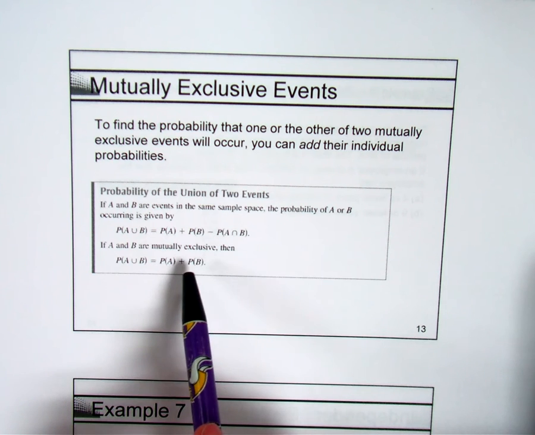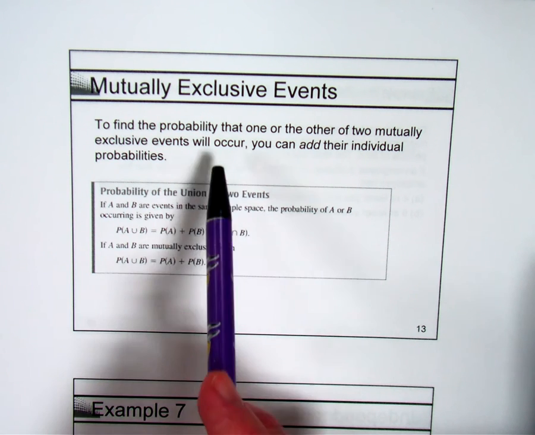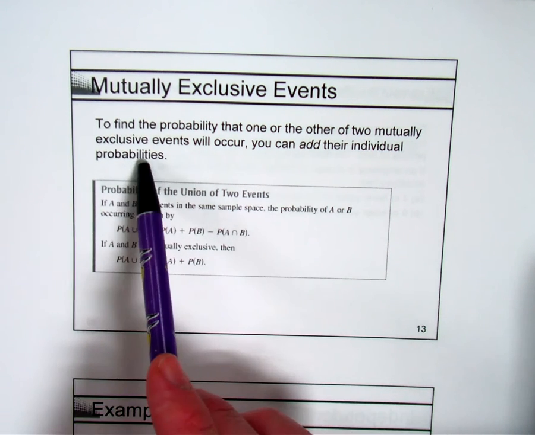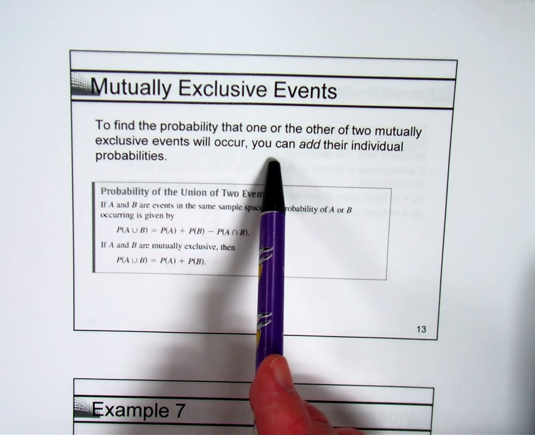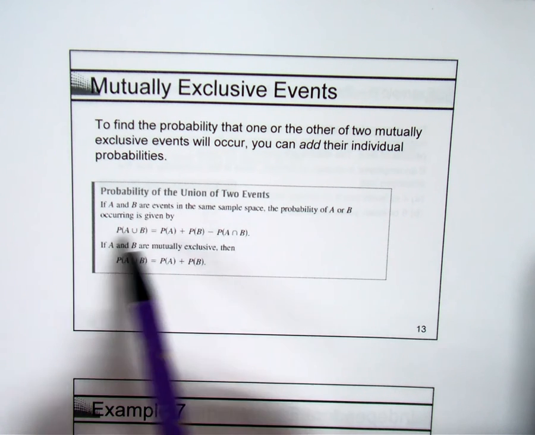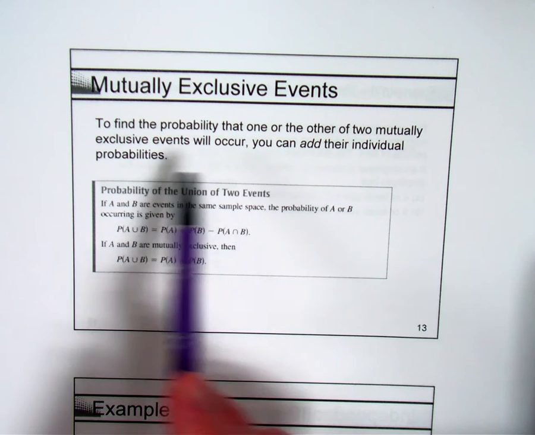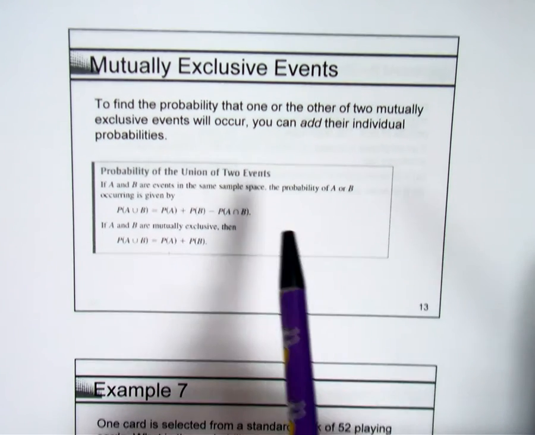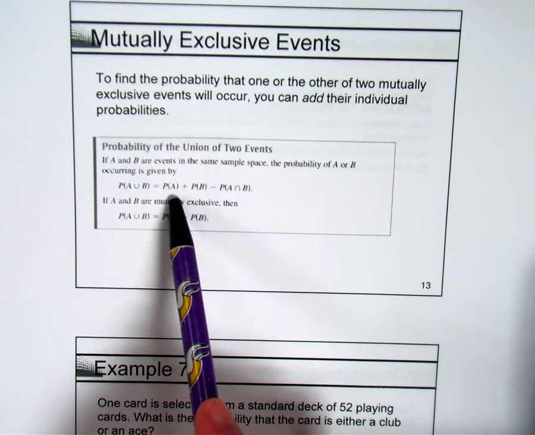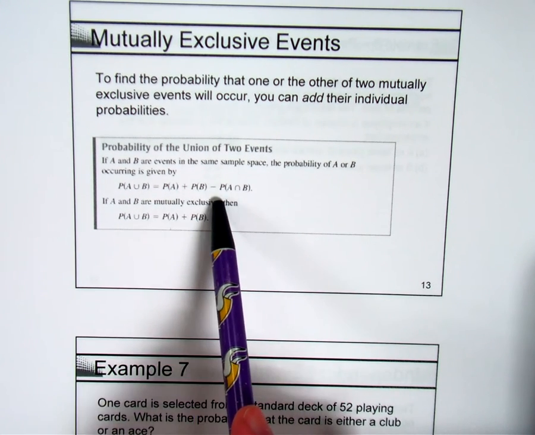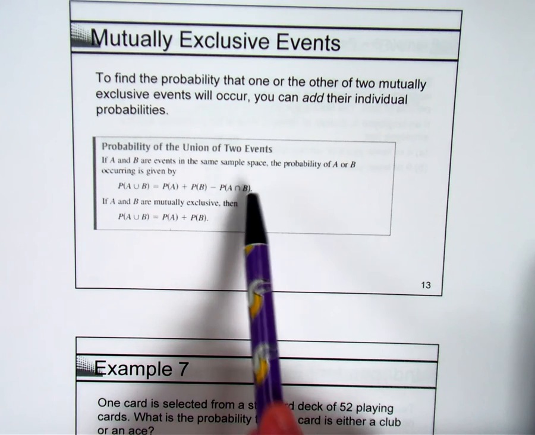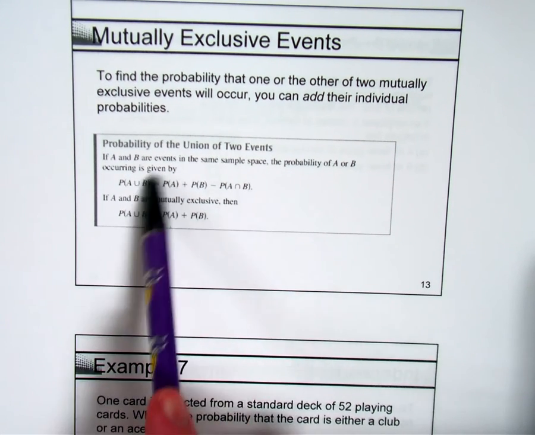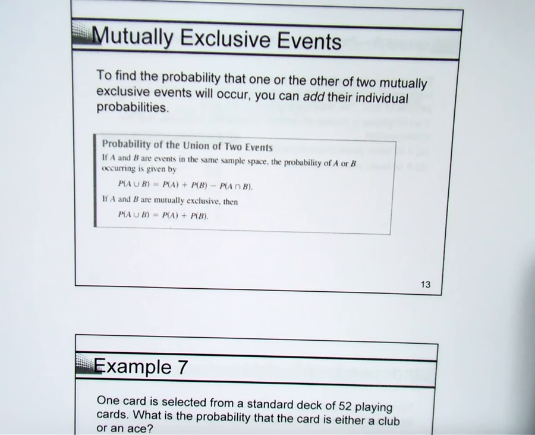To find the probability that one or the other of 2 mutually exclusive events will occur, you can add their individual probabilities. So if there's no overlap, you can just add your probabilities together. If there is an overlap, probability A plus probability B minus the little piece of overlap. All right, so that's kind of tricky. We're going to do an example just like that right now so you can see what we mean.